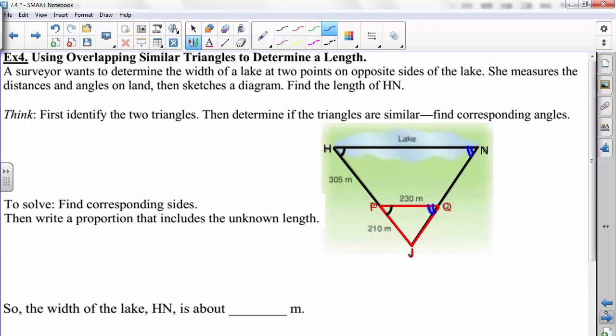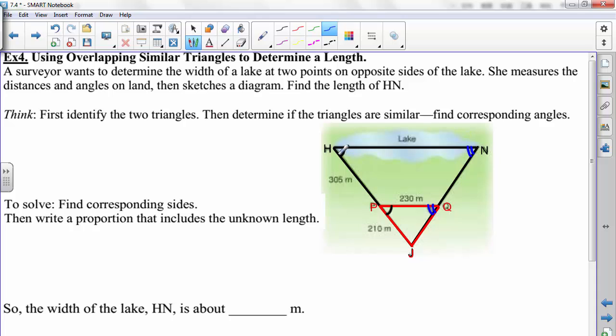Let's look at example 4. Using overlapping similar triangles to determine a length. A surveyor wants to determine the width of a lake, which is HN, at 2 points on opposite sides of the lake. She measures the distance and angles on land, then sketches a diagram. Find the length of HN, which is the width of the lake.